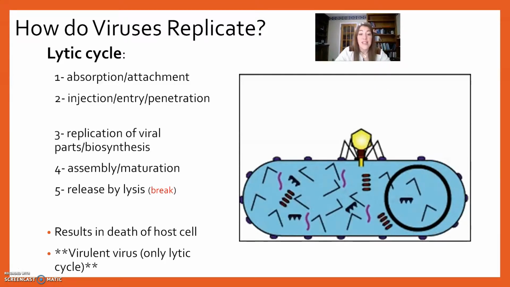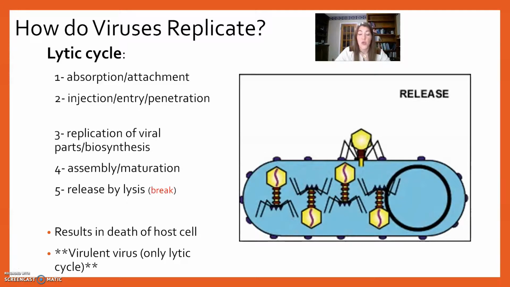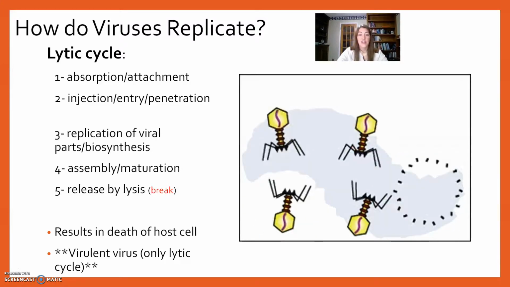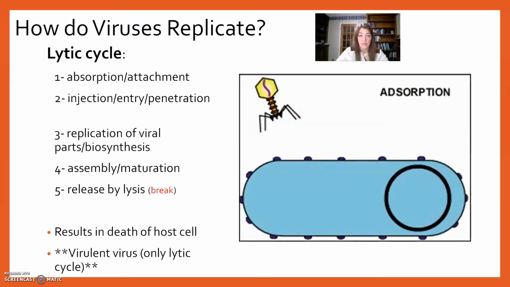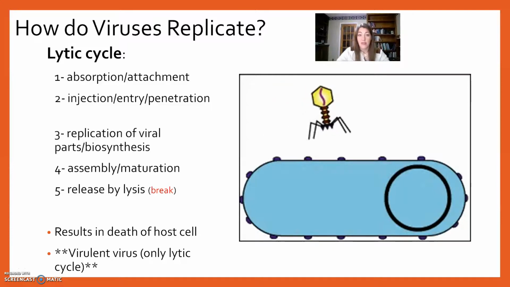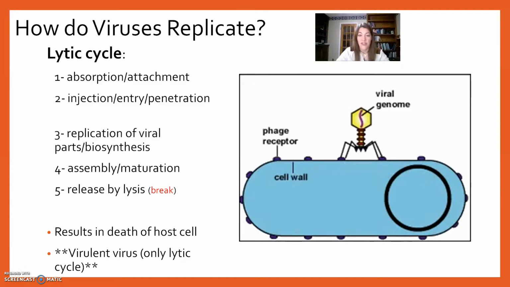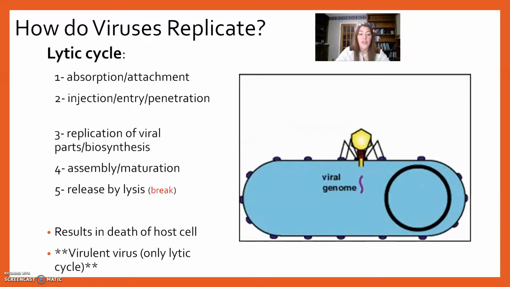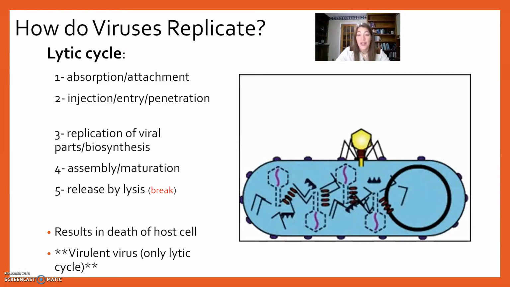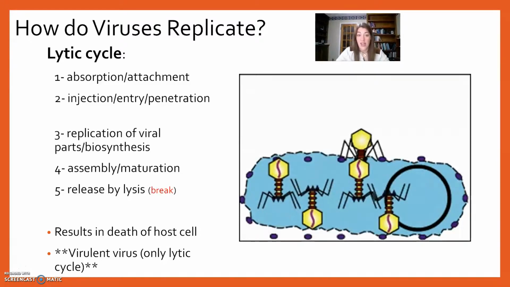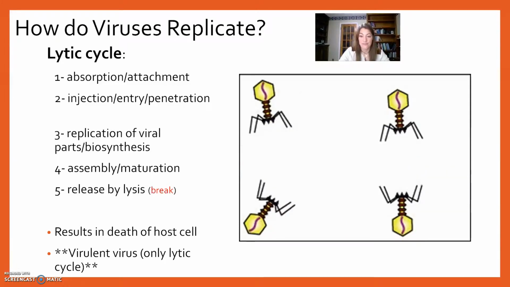So this results in the death of the host cell. So lytic, once it attaches, it's the end of that bacteria. It's no longer going to be able to survive once the process of maturation occurs for the viruses. We call this a virulent virus. Now this only occurs during the lytic cycle, that the host that it is in will actually die.